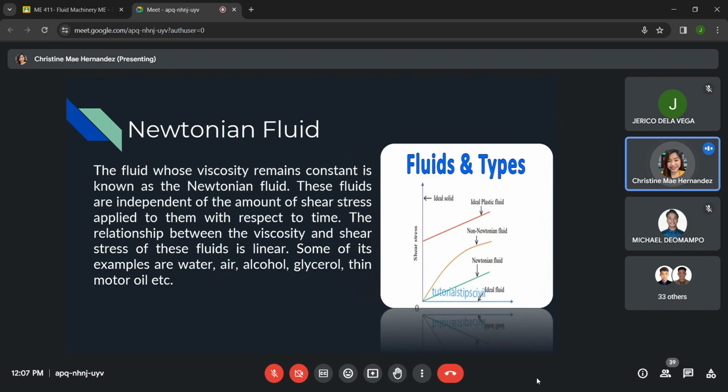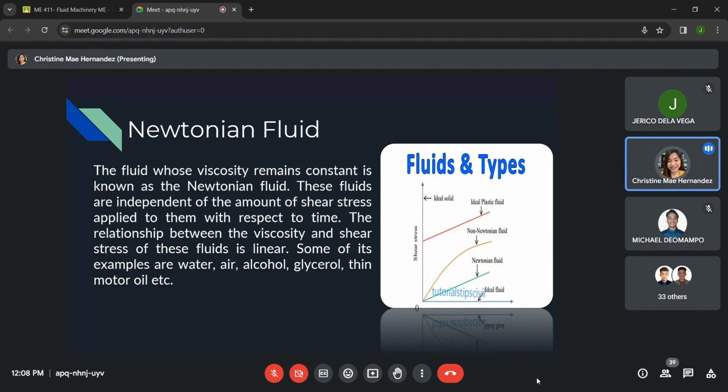Next one is Newtonian fluid. The fluid whose viscosity remains constant is also known as the Newtonian fluid. So, ano ba si Newtonian? According to Newton's law of viscosity, ang shear stress daw is directly proportional to velocity gradient. The shear stress between the two adjacent layers of the fluid is directly proportional to the negative value of the velocity gradient between the same two adjacent layers of the fluid.